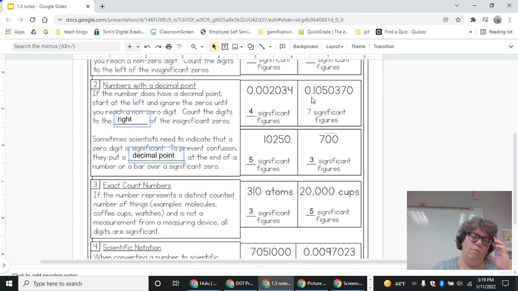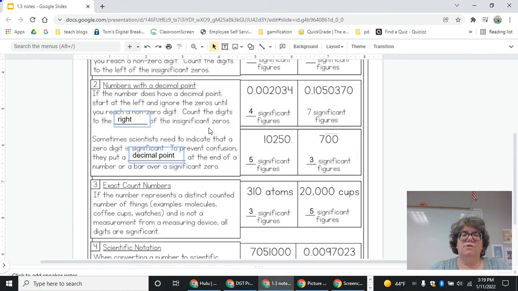Again, we have a number with a decimal point. So I start at the left, skip this one, and start counting with my first non-zero digit. 1, 2, 3, 4, 5, 6, 7. So this number has 7 significant figures.